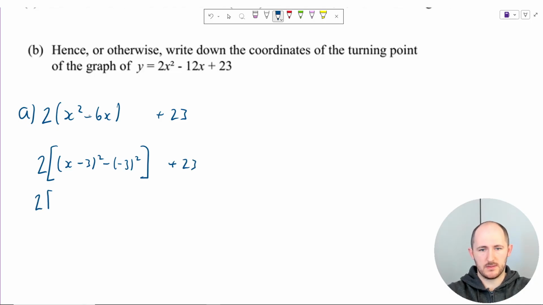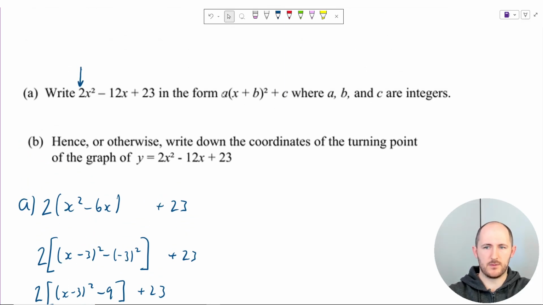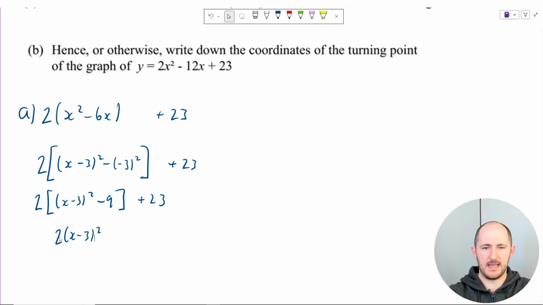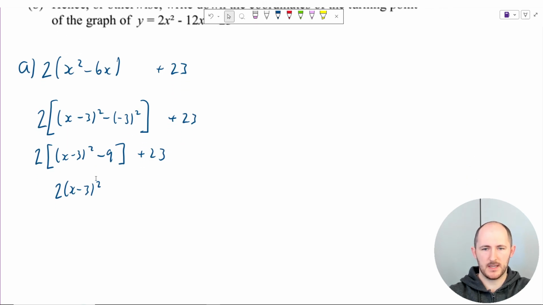So we're going to clean this up a tad. So minus 3 squared is 9, but then it's minus again, so it's minus 9. It's 23. Now we're going to expand just the square bracket. So 2 times that bracket gives me 2x minus 3 squared. And again, if we look back at the question, it says in the form a x plus b squared. So now we know that a is 2 and b is negative 3. 2 times minus 9 is minus 18, then plus 23. So we're still going to get x minus 3 squared, and minus 18 plus 23 is 5.